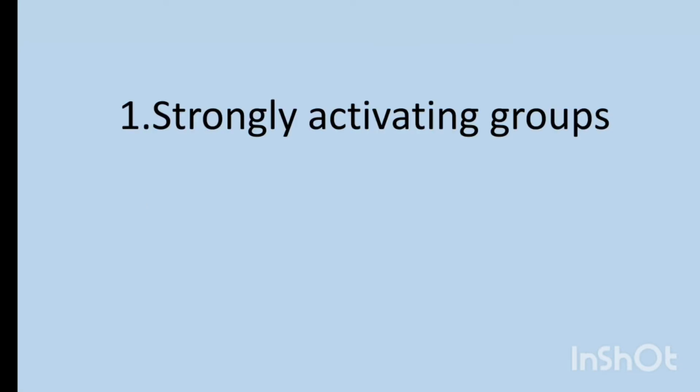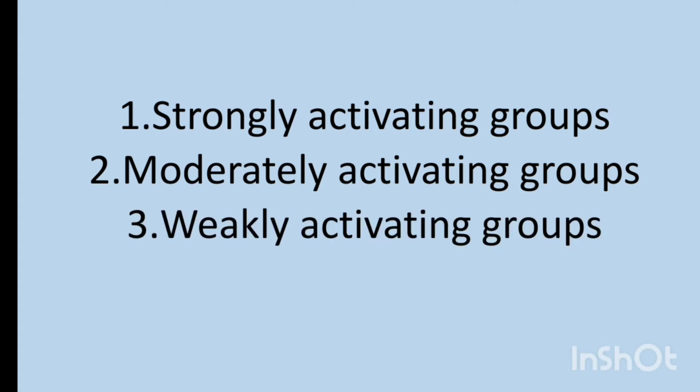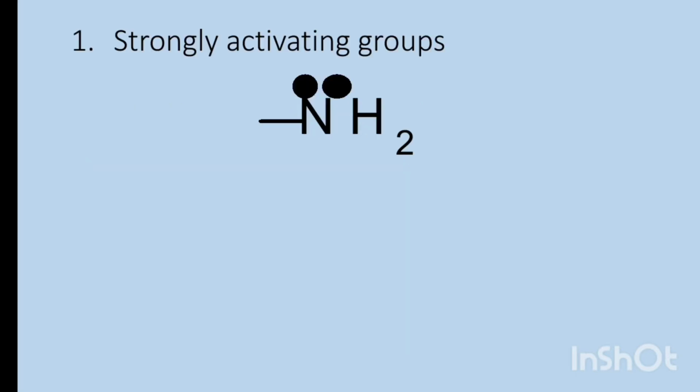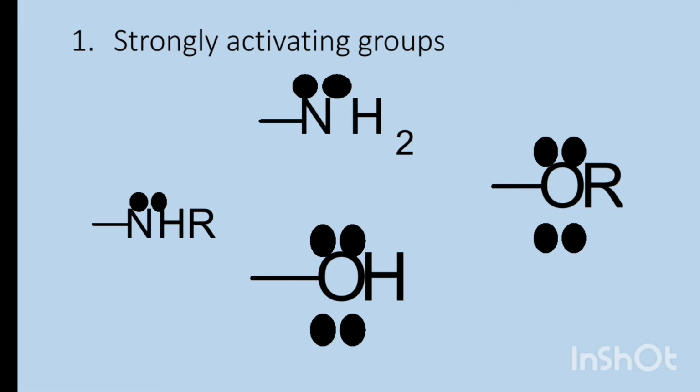We have three categories of activating groups: strongly activating groups, moderately activating groups, and weakly activating groups. Let's dig deeper by looking at these three categories in detail. Strongly activating groups include the amino group, the hydroxy group, and the alkoxy group. All these groups make benzene more reactive towards ES reactions by making it more nucleophilic. Let's see how this is done.